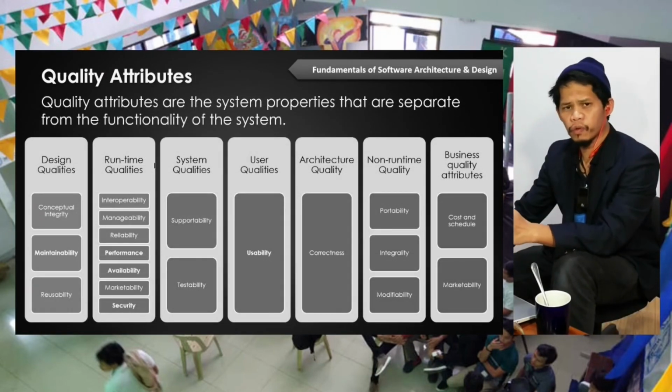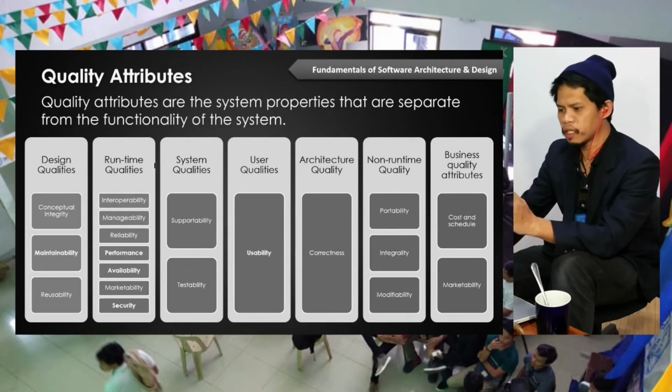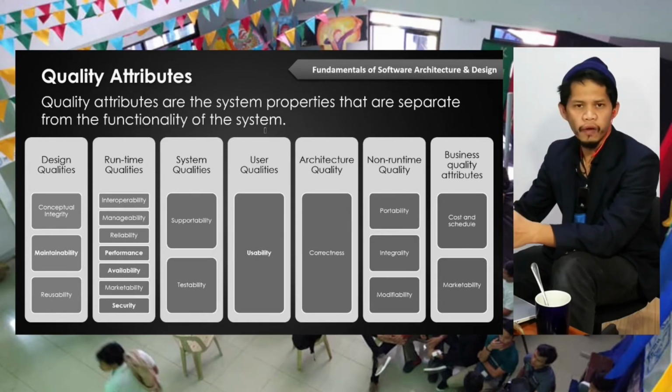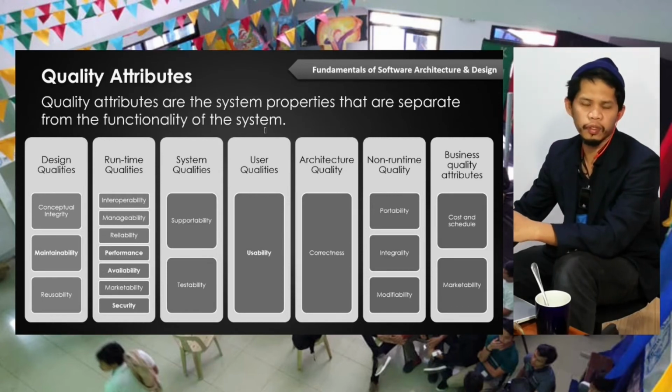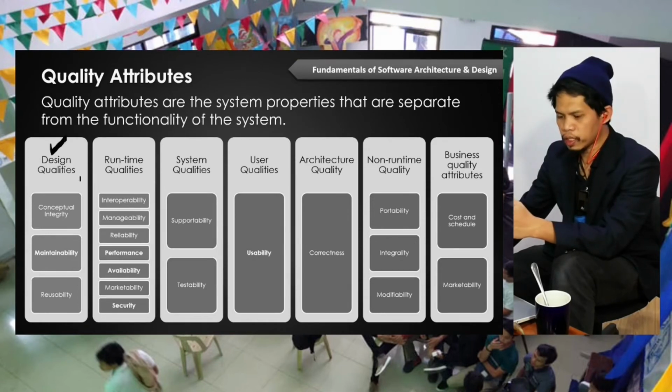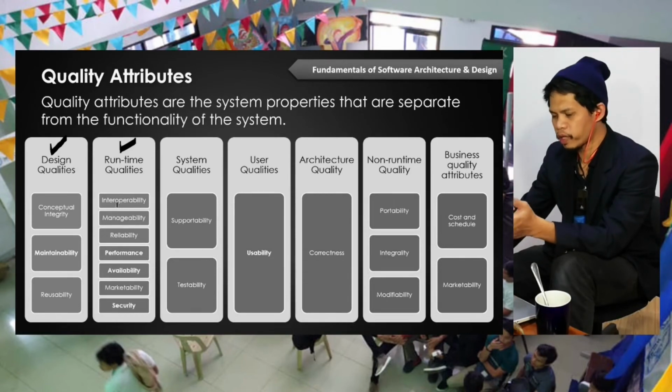Isa sa mga primary focus ng software architecture is to address the quality attributes of a software system. The quality attributes are the system properties that are separate from the functionality of the system. The following are some of the important quality attributes that need to be addressed by the software architecture. First, design qualities. Design qualities allow maintainability and reusability of the components. Runtime qualities. Runtime qualities allow better performance of the system, availability, and security.